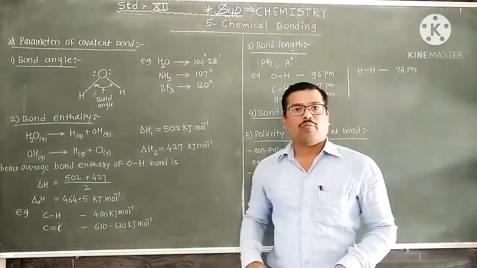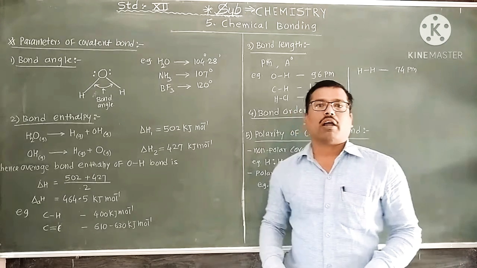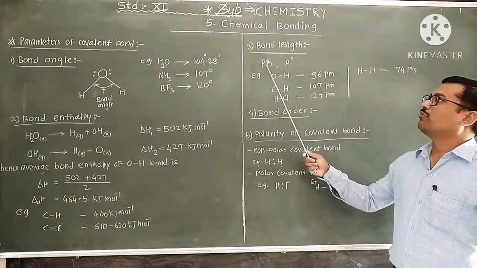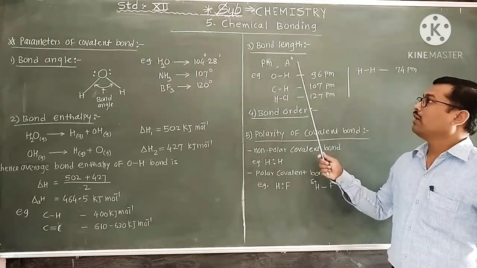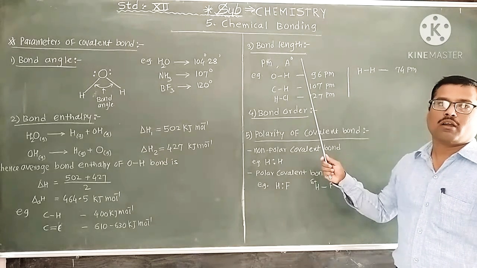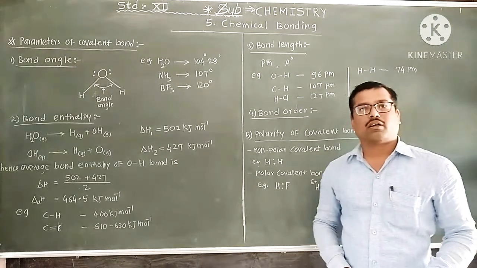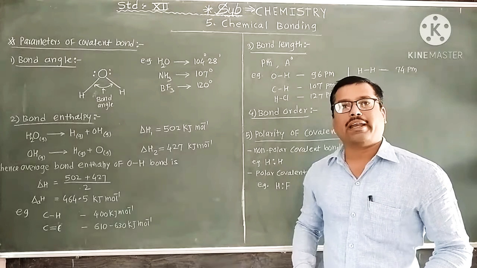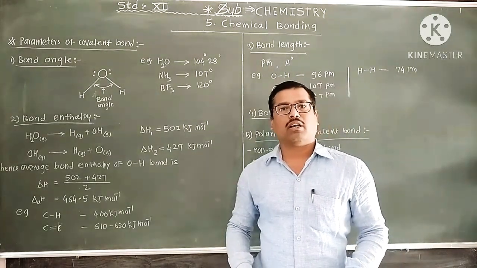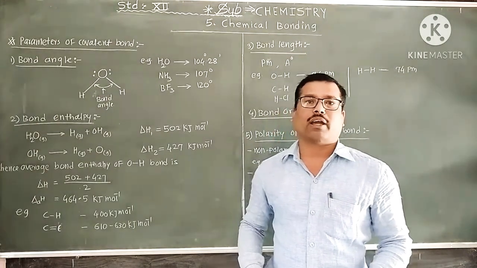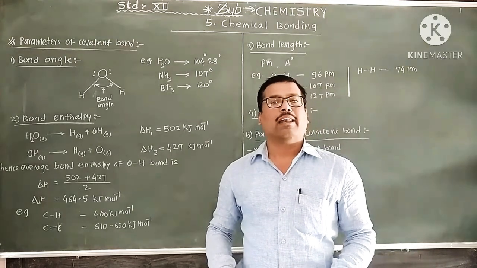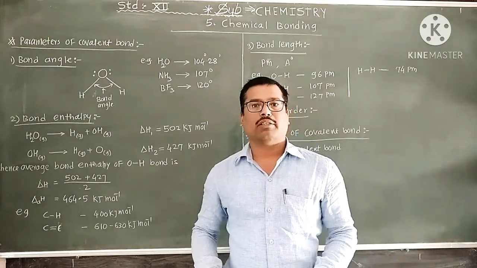It is generally measured in picometer or angstrom unit. It is measured in picometer, pm for picometer, and A naught, that is the angstrom unit. Bond lengths are measured by X-ray and electron diffraction techniques. How is bond length measured? It is measured with the help of X-ray and electron diffraction techniques.